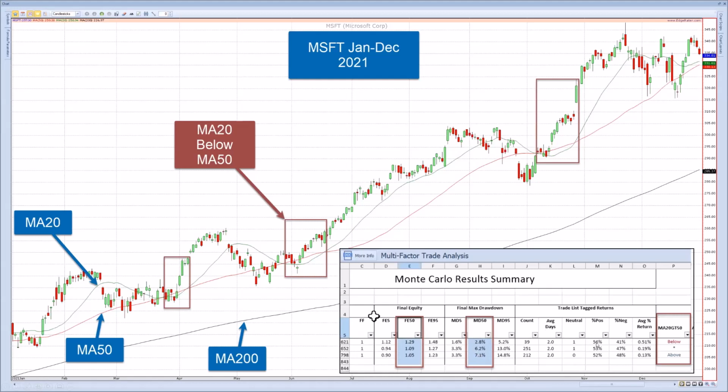But if you look at these results, you can see that for moving average 20 greater than 50, the test showed something. If the 20 period is below the 50 period moving average in these trades, you ended up with a much better final equity and a much lower maximum drawdown. And if you took the trades where the 20 period was above the 50, you ended up with a lower final equity and a higher drawdown. In this case, this is one specific stock I'm looking at, Microsoft, in an up year. Okay, so that may have been surprising.